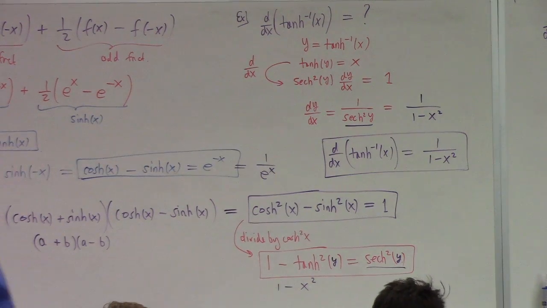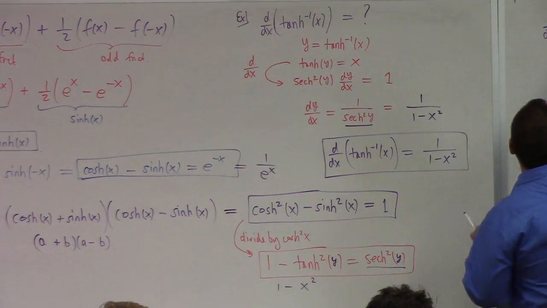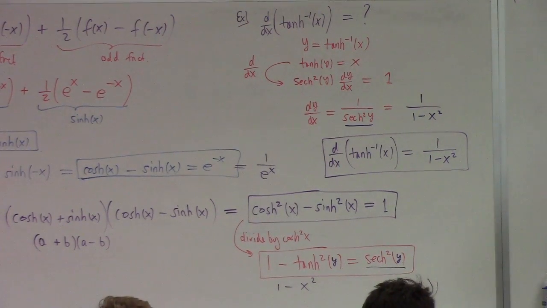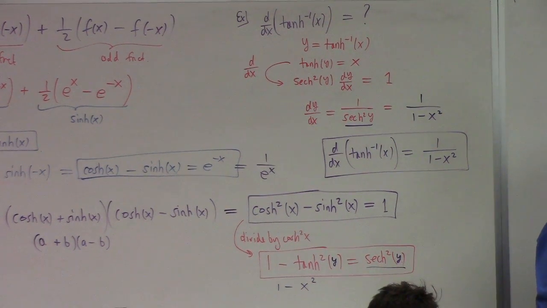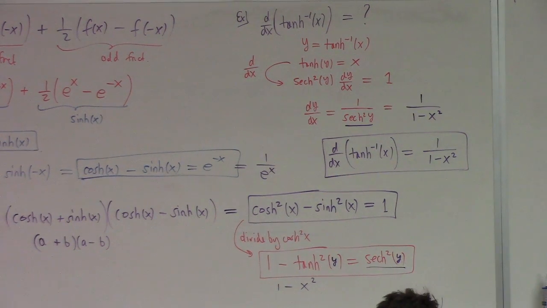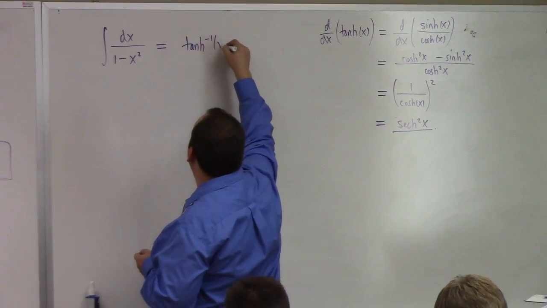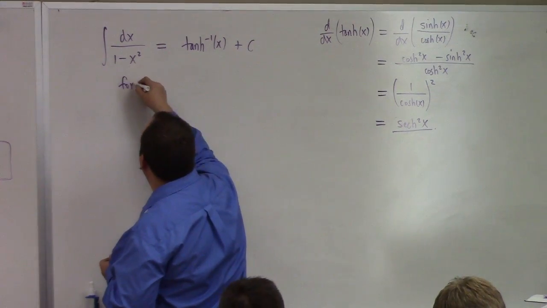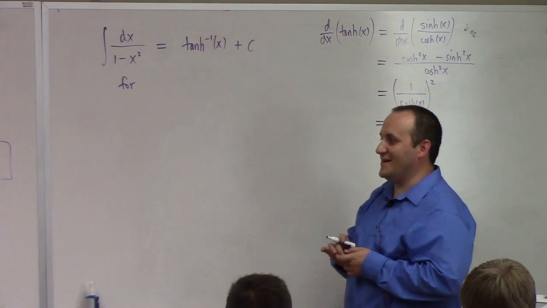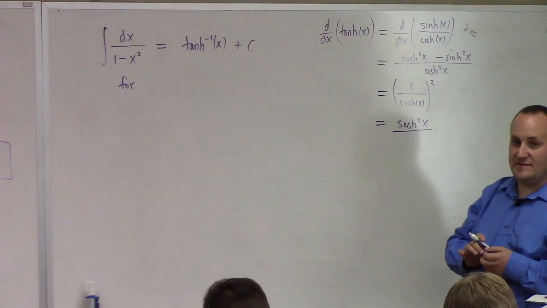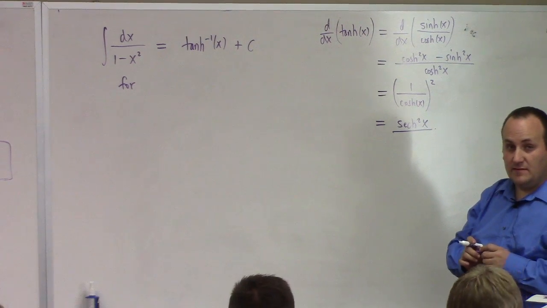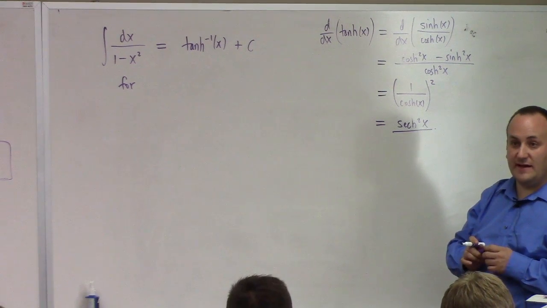So who cares? Well, here's an example. The integral of dx over 1 minus x squared is equal to what? Right. Now, when's that true? Now, what's that amount to? That amounts to the question, what's the range of the hyperbolic tangent? What is the range of the hyperbolic tangent?